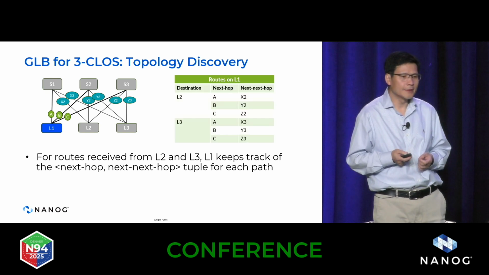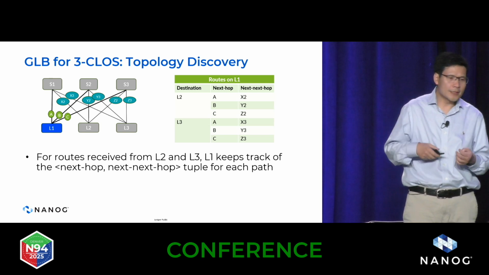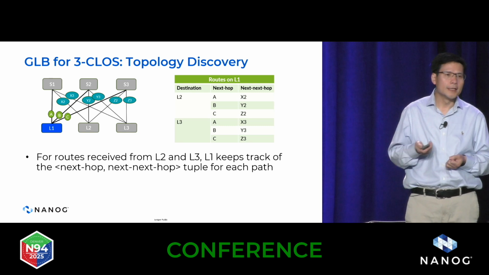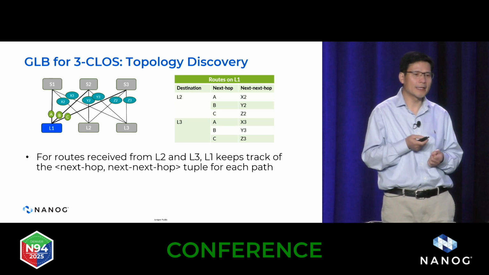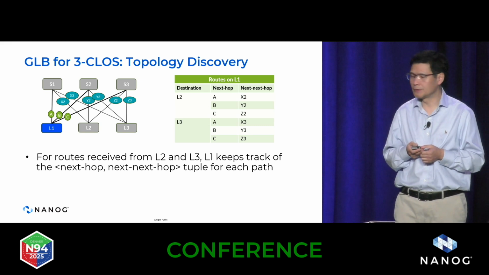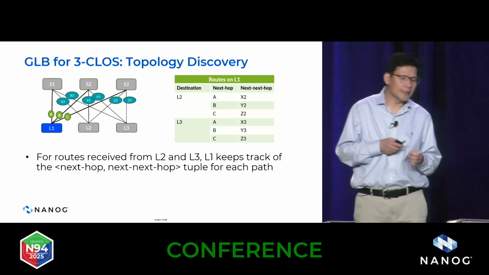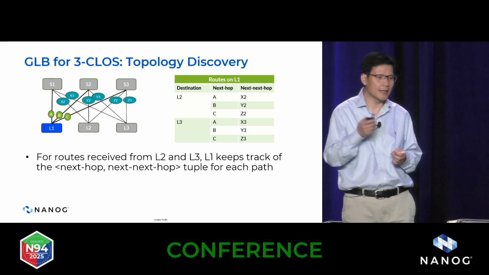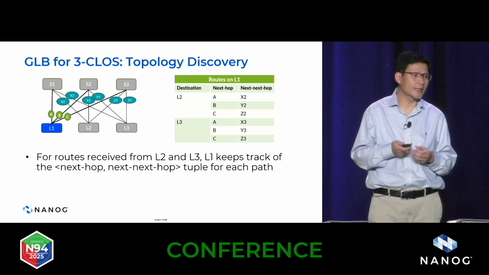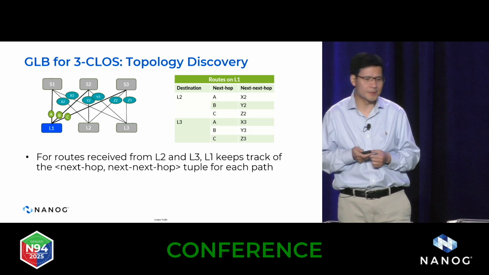To detect the flow topology for this three-stage CLOS topology, what GLB has to do is, leaf 1 has to know that in order to reach leaf 2, if my next hop is A, then my next hop is X2. If my next hop is B, then my next hop is Y2. If my next hop is C, then my next hop is Z2. Similarly, L1 will also figure out that to reach L3, if my next hop is A, the next hop is X3. If my next hop is B, my next hop is Y3. If my next hop is C, then my next hop is Z3.